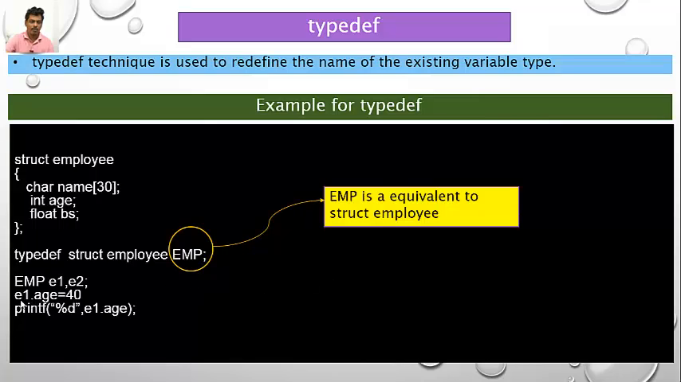Then we simply write E1 dot age equal to 40. That 40 is assigned to age, and then printf E1 dot age displays 40. So EMP is equivalent to struct employee.